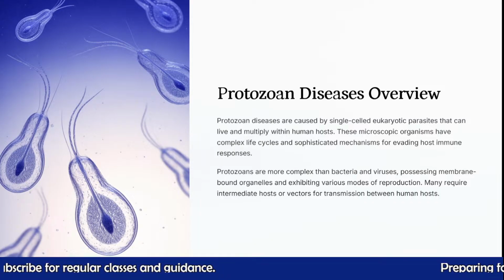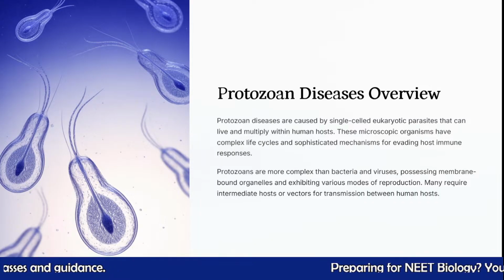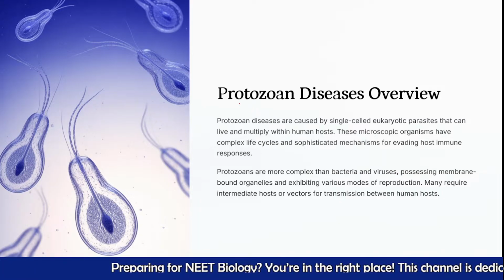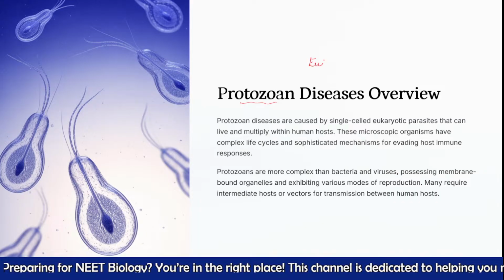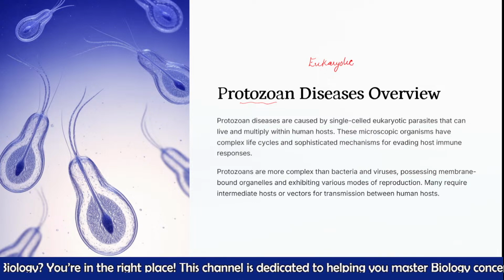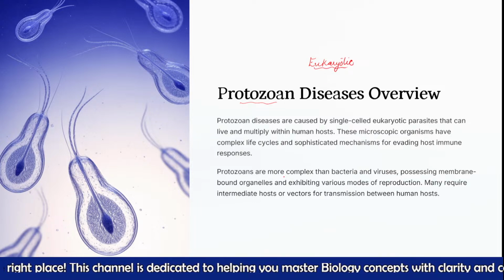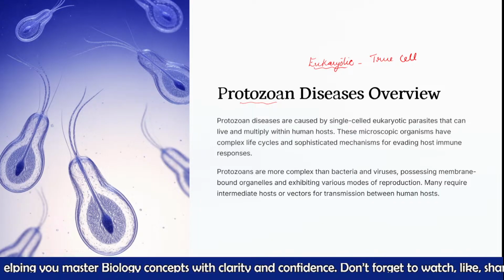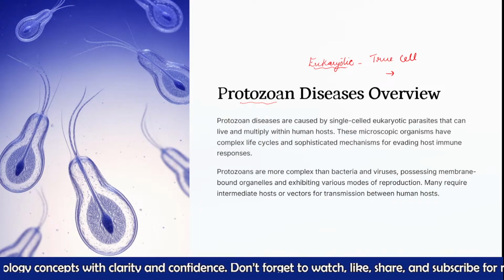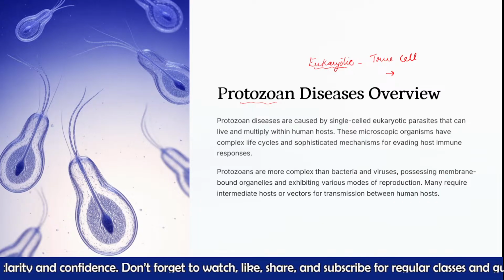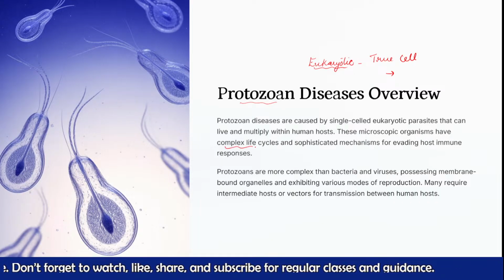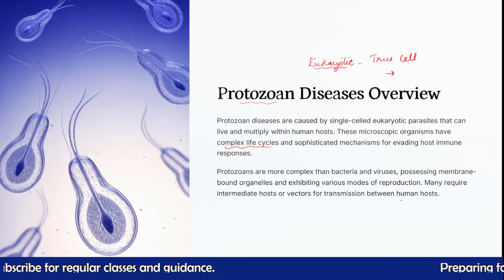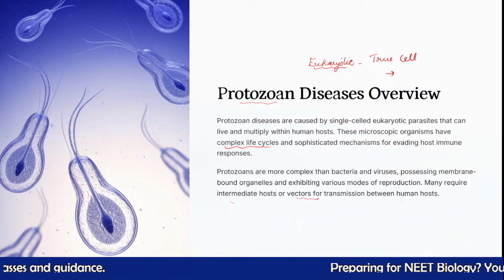We are moving on to the next group, protozoan diseases. Remember, bacteria are prokaryotic forms, viruses are acellular structures, and protozoans are eukaryotic unicellular forms. Eukaryotic cells means they have a true cell, with a nucleus enclosed by a nuclear membrane. They have a complex life cycle. They generally enter the human body through vectors or some intermediate host.